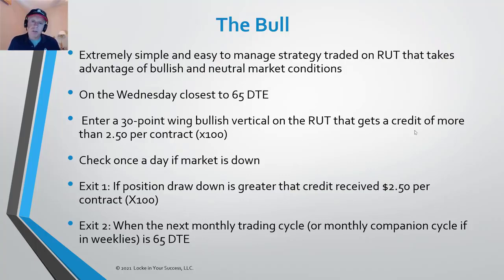Exit number one is if the position draws down to a point where the drawdown is greater than the credit received. So if we receive our $2.50 in credit and the position draws down that $2.50, then we're going to exit the trade. Exit two is going to be when a certain amount of time goes by. So when the next monthly cycle is ready to be entered, which is going to be approximately 30 days, we're going to exit the position that we're in now, and we're going to enter into our new position, meaning there are no overlapping trades in this particular strategy.